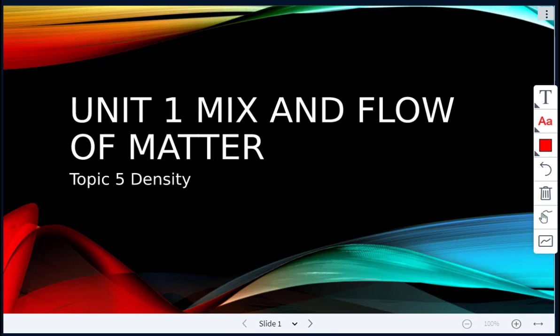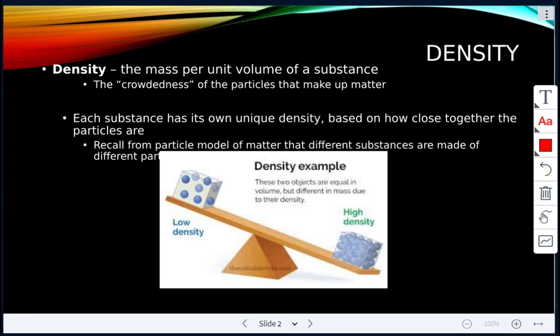So today's lesson in our unit Mix and Flow of Matter is density. This is topic 5. When we talk about density, we are talking about the mass per unit volume of a substance. You can think about it as the crowdedness of the particles that make up matter. Each substance is going to have its own unique density.